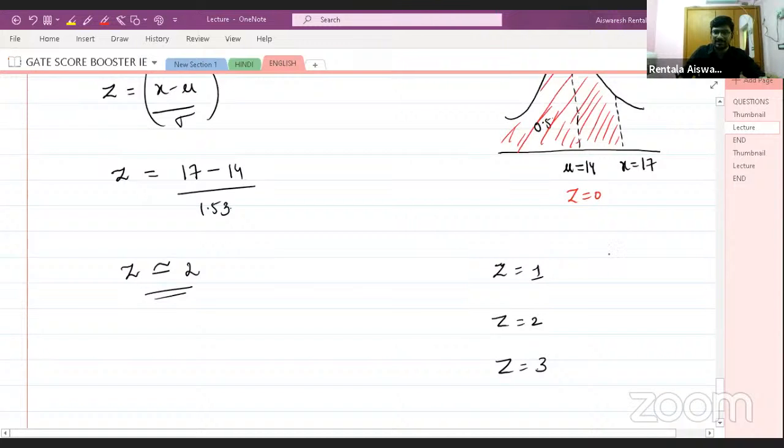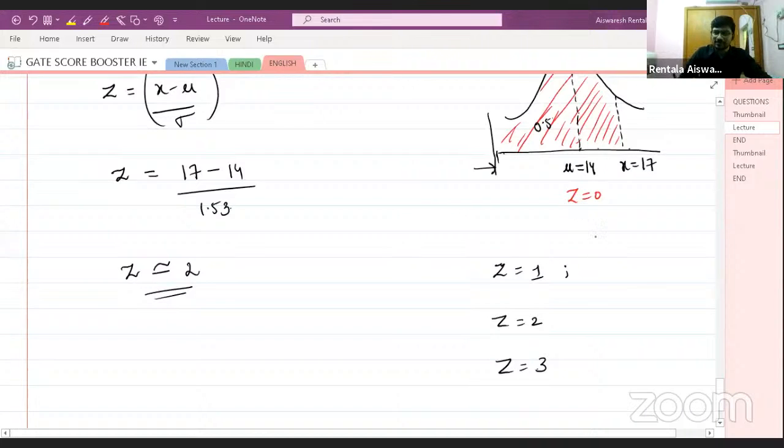So if z is equal to 0, already you know it is 0.5. So from here we are calculating, from here to any other value. So from here to z is equal to 0, z is equal to 1, z is equal to 2, 3, and so on. That's what we are calculating. So from this end, we are calculating the probability values or area value.